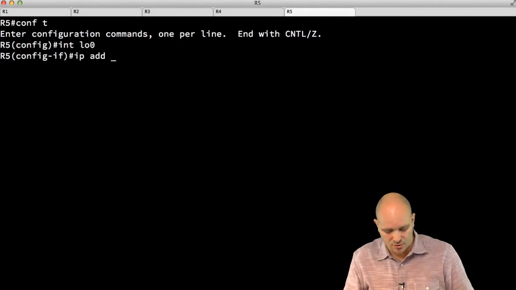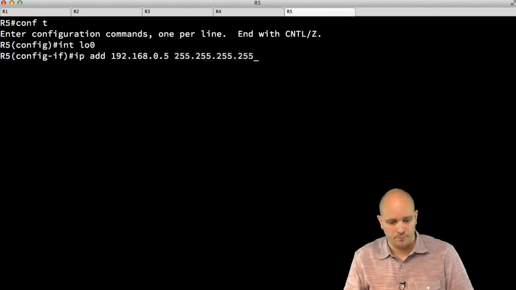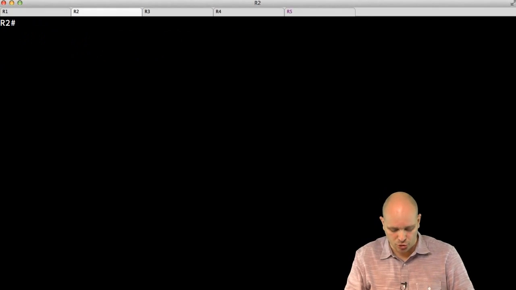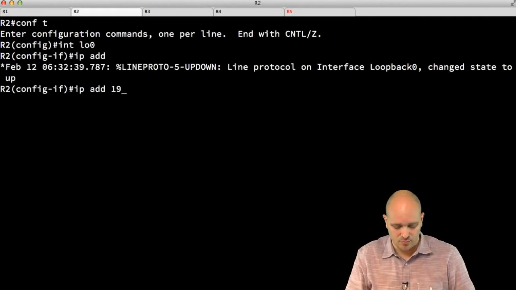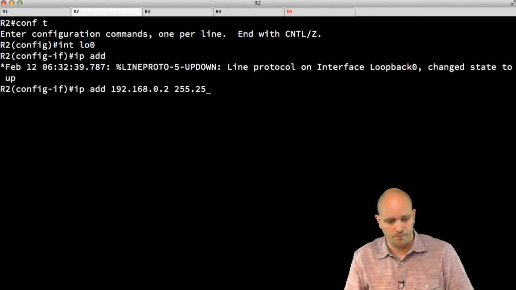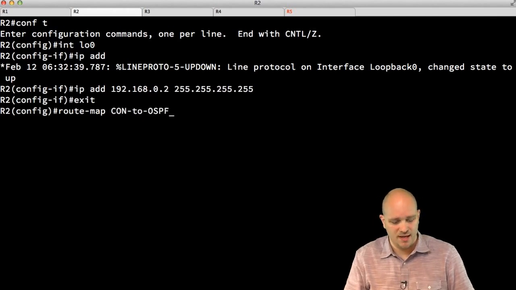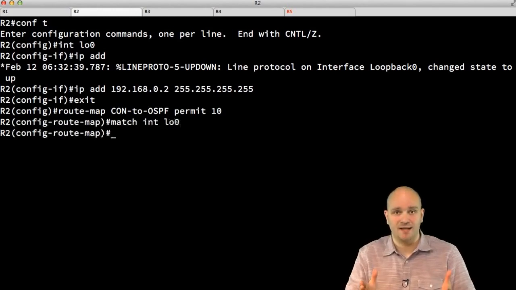Let's head to R5 then, and I'm going to add my loopback interface here. So I'm going to say IP address 192.168.0.5. Oh, actually, not on R5. I do apologize. We want to do this on R2. So I'm going to create the loopback interface here, IP address 192.168.0.2.255, and then I'm going to create a route map, and let's call it connected to OSPF, permit 10, and I'm going to say match interface loopback 0 here.